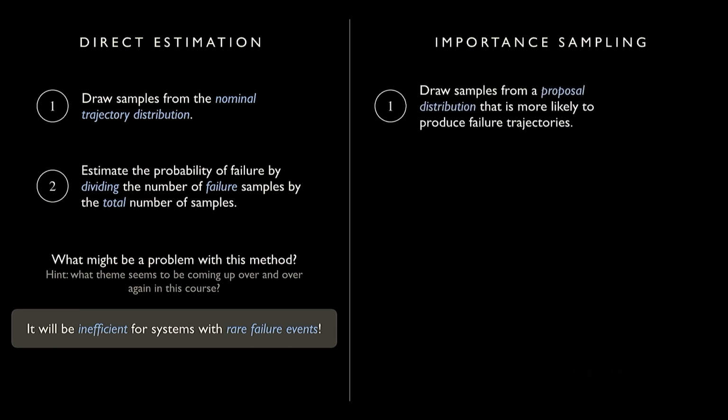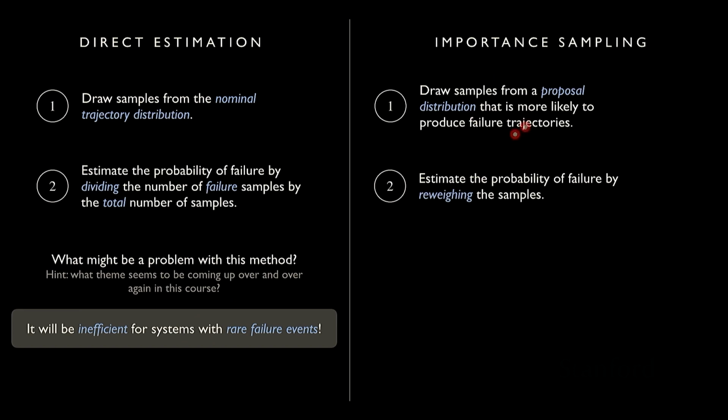And the key difference here is that instead of drawing samples from the nominal trajectory distribution, we're going to draw samples from this other distribution that we call a proposal distribution. So you can make this connection here. This is similar to the proposal distribution for rejection sampling. That's more likely to produce failure trajectories. And so now we're hopefully going to observe some failures, which was our issue that we were having with these rare failure events.